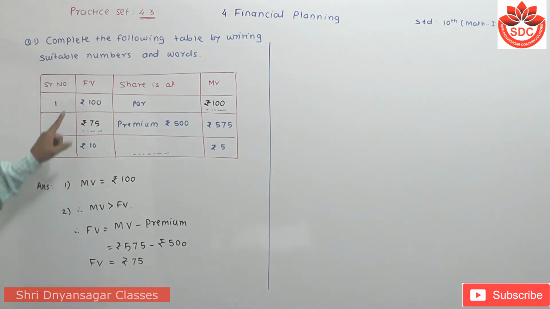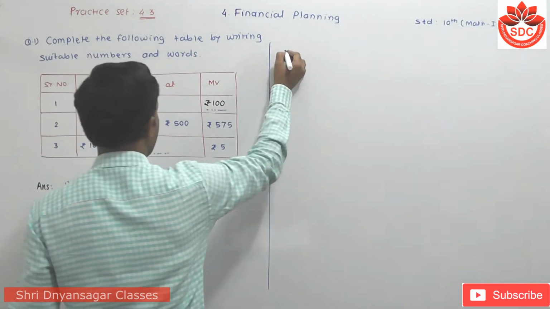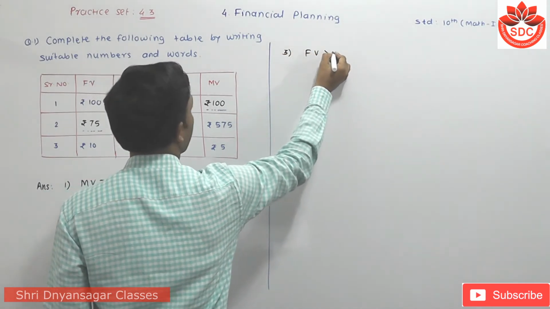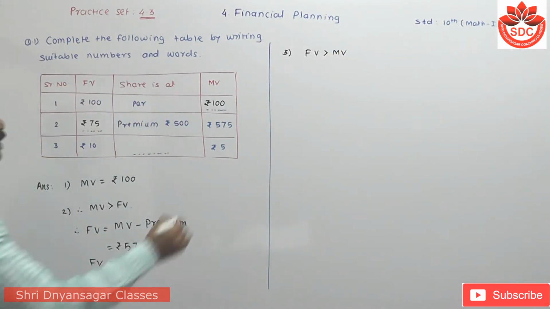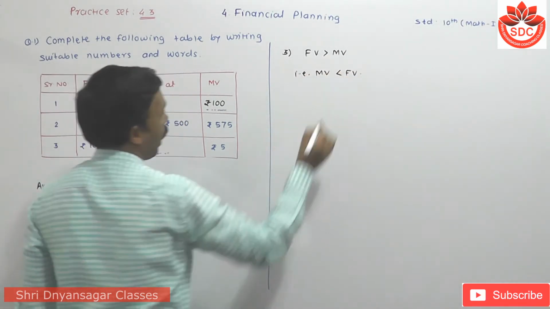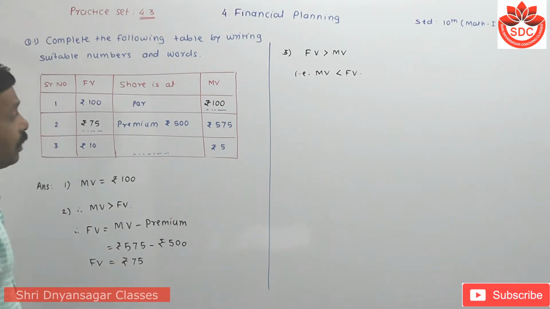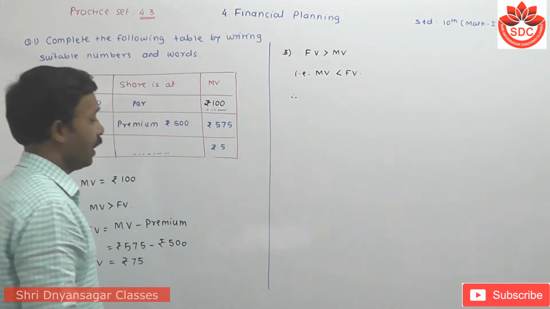Then student, observe carefully. FV is 10 rupees and MV is 5 rupees. Means that in this third case, FV is greater than MV. Now, MV is less than FV. At that time, the share is at a discount. Therefore, the share is at discount here.